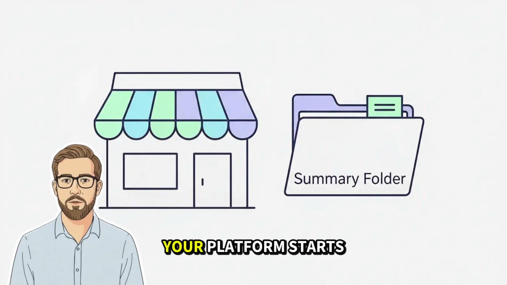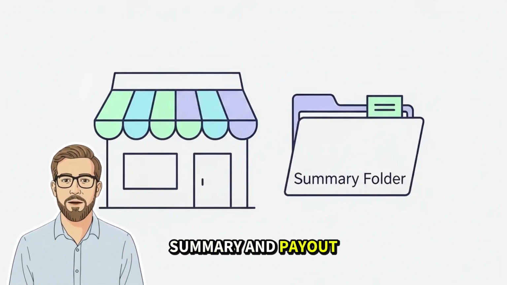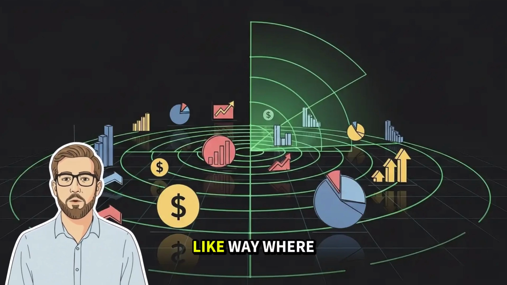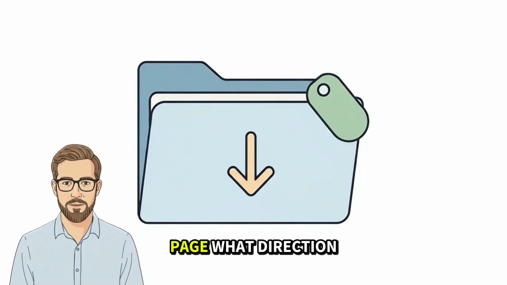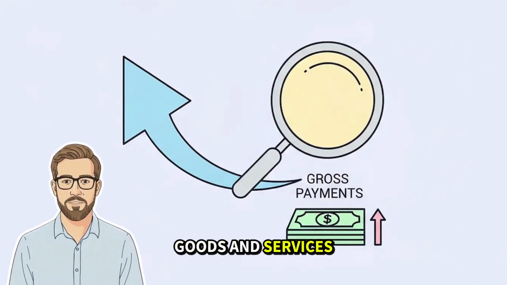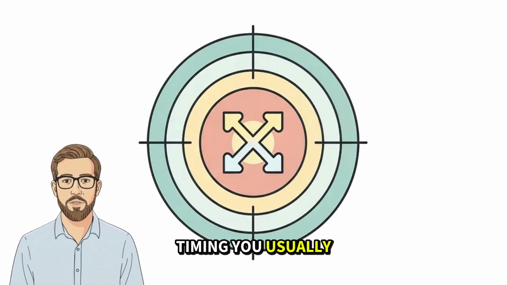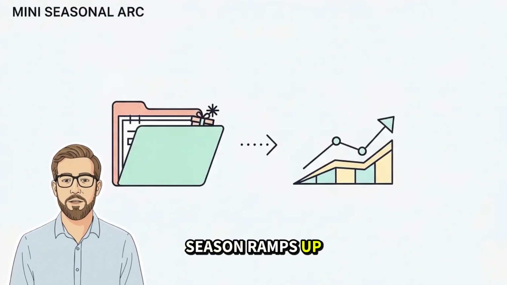Signal 1. Your platform starts describing you as a seller with an annual summary and payout statements. That's your cue that your activity is being tracked in a business-like way. Where to look? The platform's year-end tax center or annual summary page. What direction matters? If it shows gross payments for goods and services, you treat that as a reconciliation target. Timing. You usually see these summaries after year-end and before filing season ramps up.